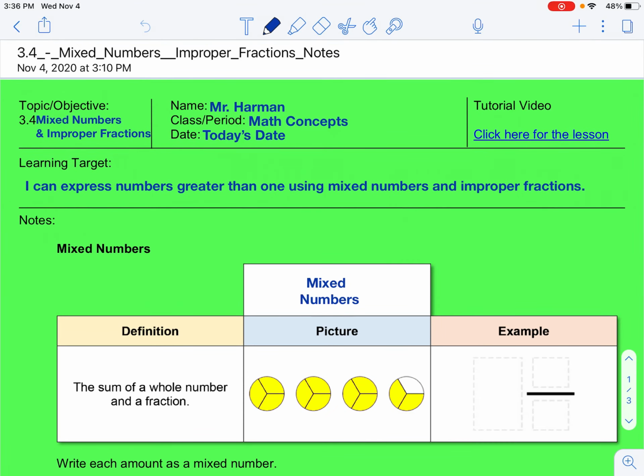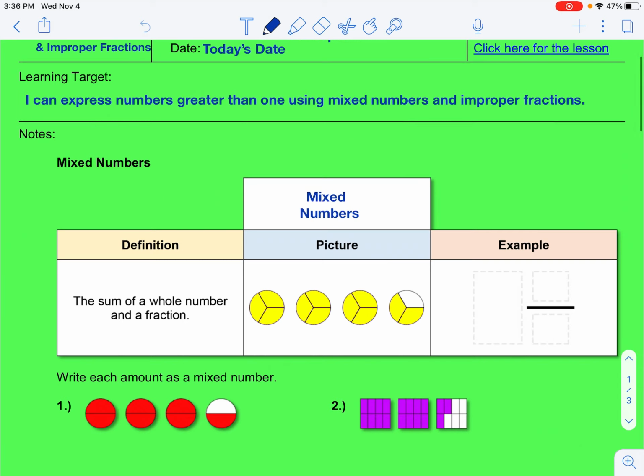Alright, lesson 3.4 is on mixed numbers and improper fractions. Our learning target is I can express numbers greater than 1 using mixed numbers and improper fractions. So we've got a couple definition words that we need to talk about with mixed numbers and improper fractions. You may have seen these in the past.